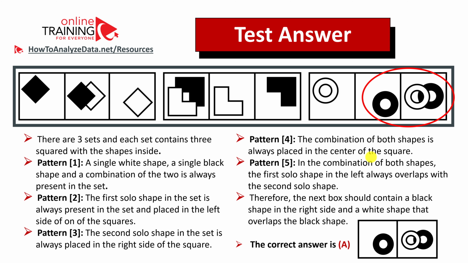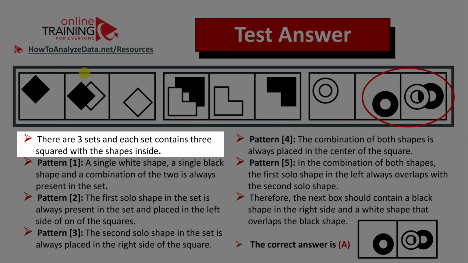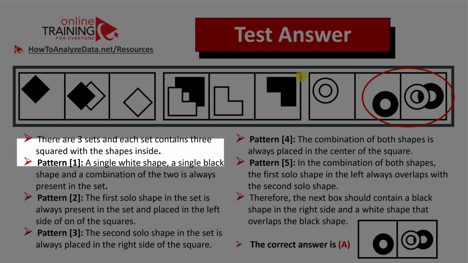My recommendation to you, always look for patterns. And there are multiple different patterns, in fact, 5 different patterns present in this question. Let's look at each one of the patterns. First of all, let's look at the sets. We have 3 sets, and each set contains 3 squares with shapes inside. And there are 5 different patterns. So let's look at the first pattern.